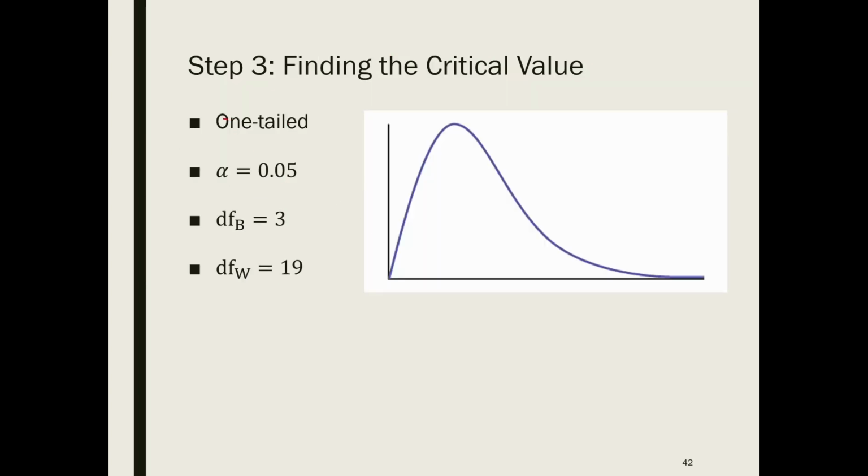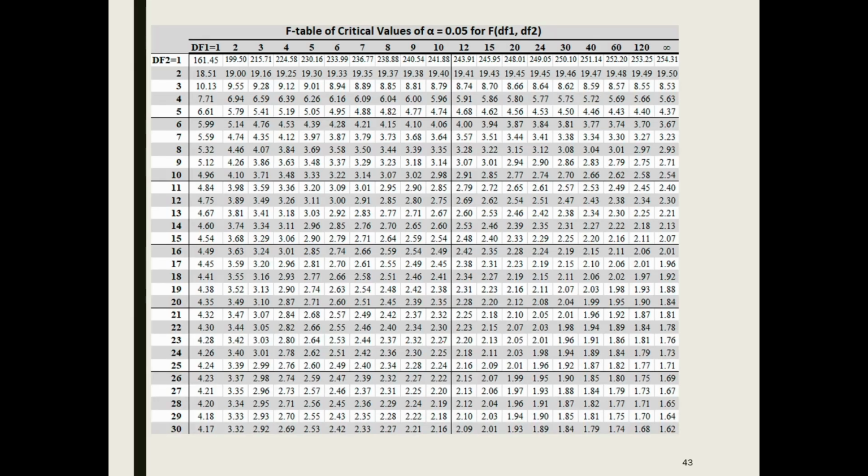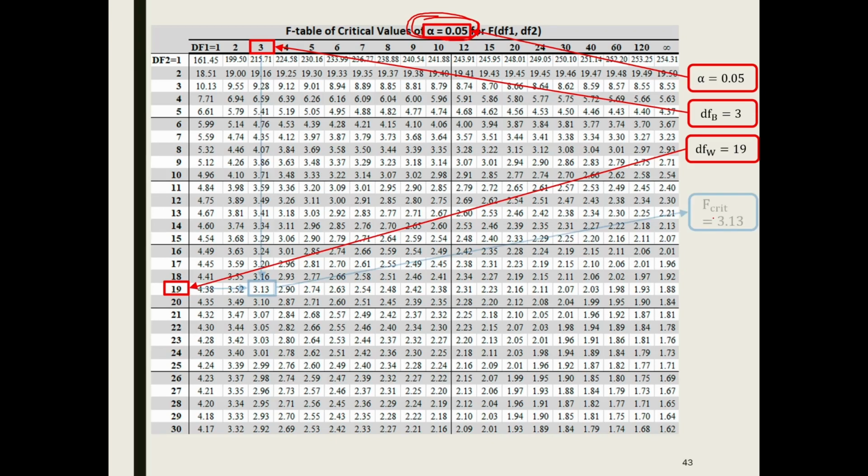So again, it's a one tail. We don't have to say because it's a one tail. Alpha level 0.05, degree of freedom between 3, degree of freedom within 19, and we pull out this table. Particularly pay attention that this table is a little bit different from the previous example because this is a table showing alpha level at 0.05. The previous one showed the alpha level at 0.1. So you have degree of freedom of 3, the DFB 3, DFW 19. What do you have?